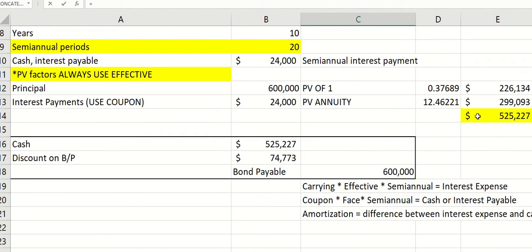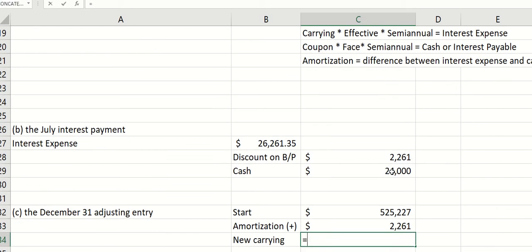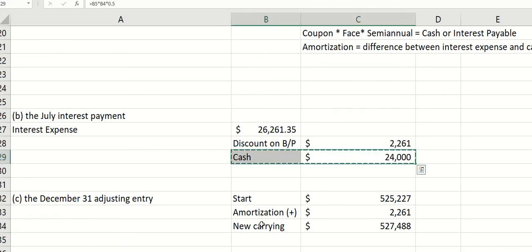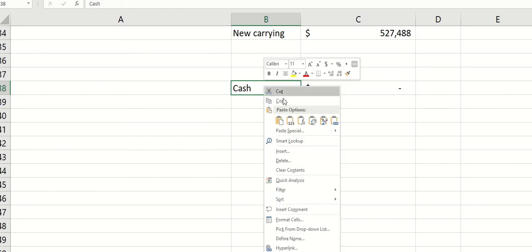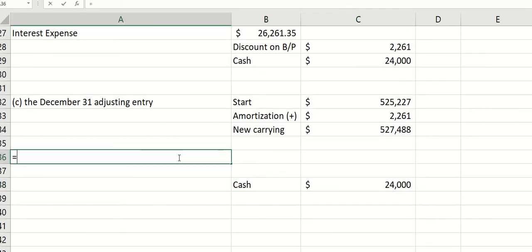So we started at 525. We have amortization here, and we're going to add them together for a new carrying value. This cash is going to stay the same for the whole entire life of your bond. So I can continue with this cash, make sure I paste it correctly, and then I have a new carrying value.